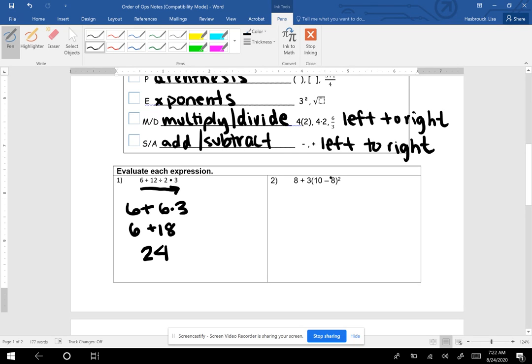For the next one, we do have parentheses. Let's do that first. 8 plus 3 times 10 minus 8 is 2 squared. So we did the parentheses. Now we need to do the exponent. 8 plus 3 times. Notice the squared only goes to the 2. It does not also go to the 3. So 2 squared is 4. Now we multiply next. So 3 times 4 is 12. So we get 8 plus 12, which is 20.